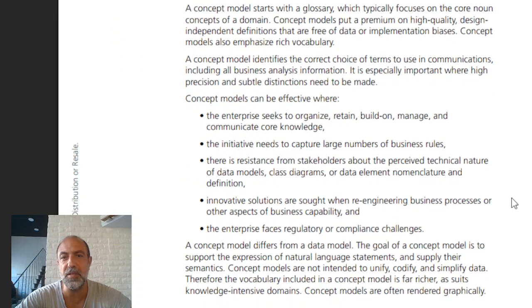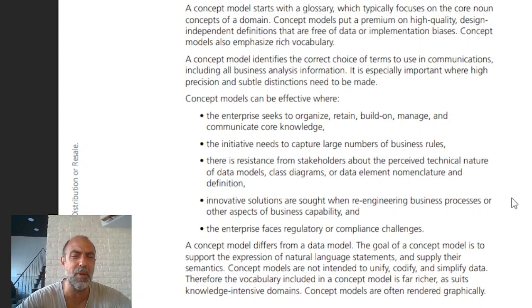So a concept model identifies the correct choice of terms to use in communications, including all business analysis information, and it is especially important where high precision and subtle distinctions need to be made. So, no, it's not an outline. It feels like it's outlining, right? It's kind of like circling the things that are attributed to which things. I think that's what a concept model is.